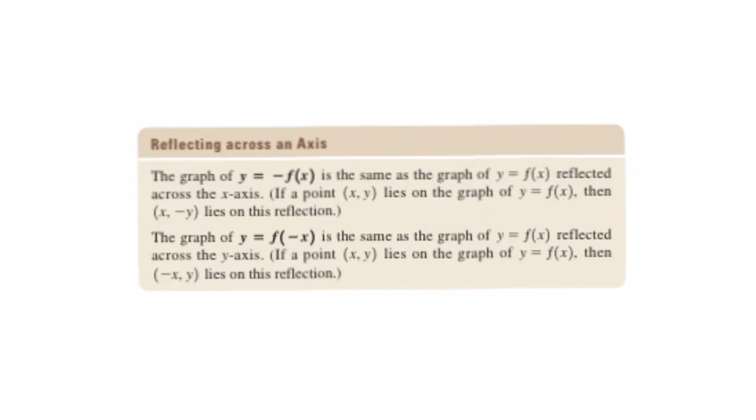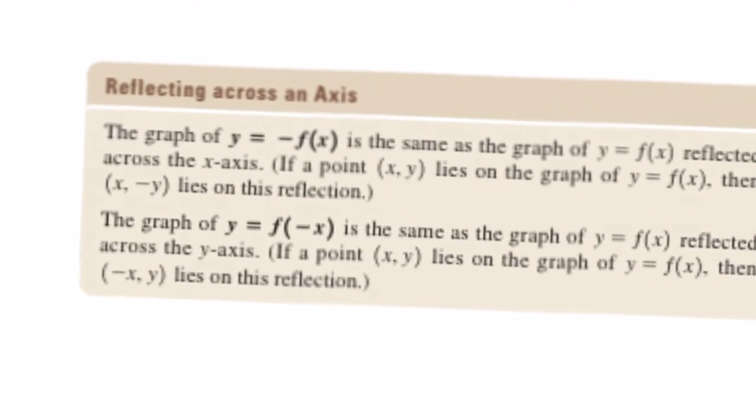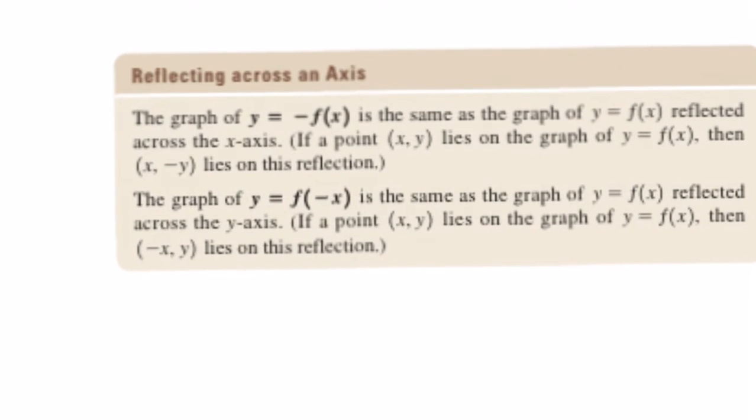So to summarize about reflecting across an axis, when you put the negative sign in front, like in the first part, that just flips it across the x-axis. It flips it to the other side of the x-axis. And for the second part here, whenever you put the negative sign inside with the input, that just flips it to the other side of the y-axis.